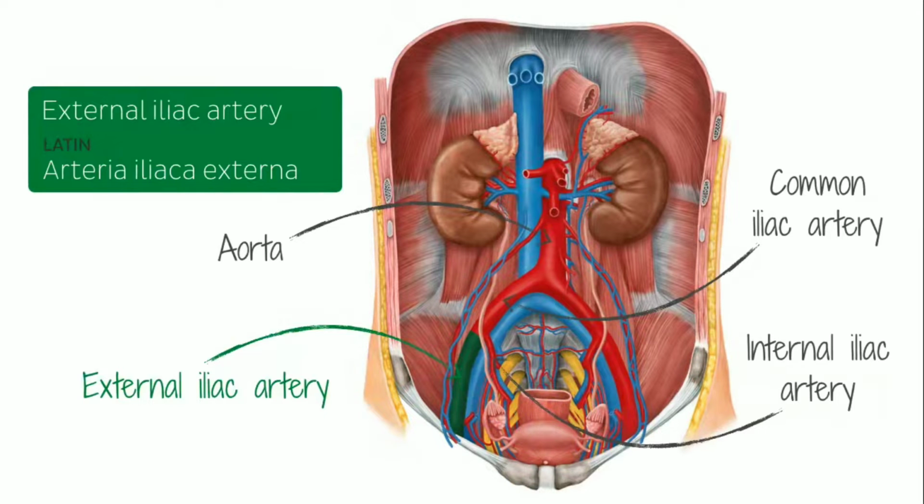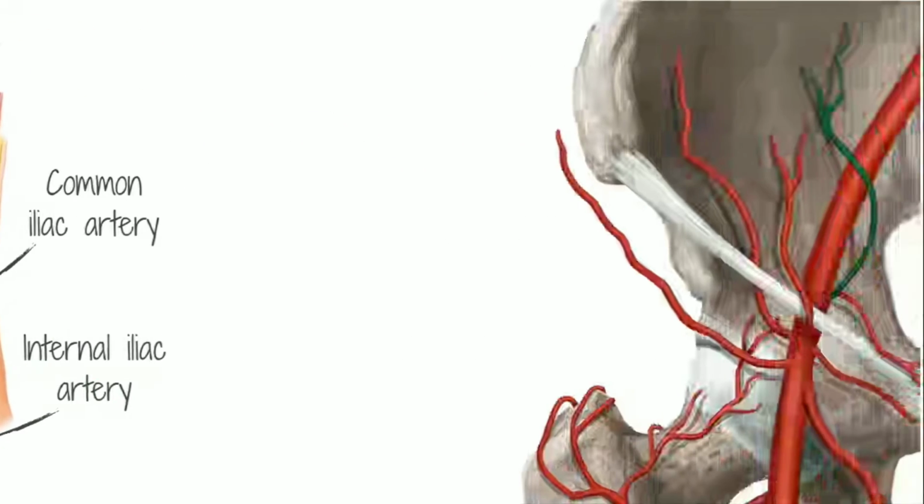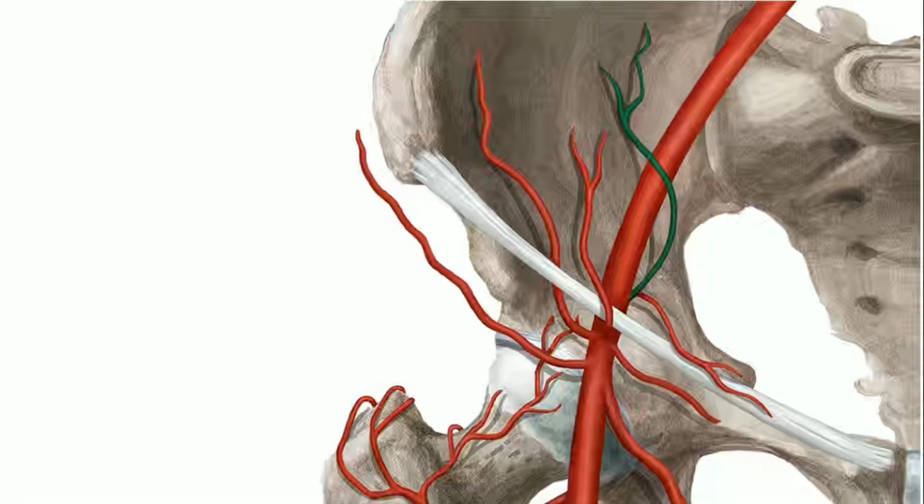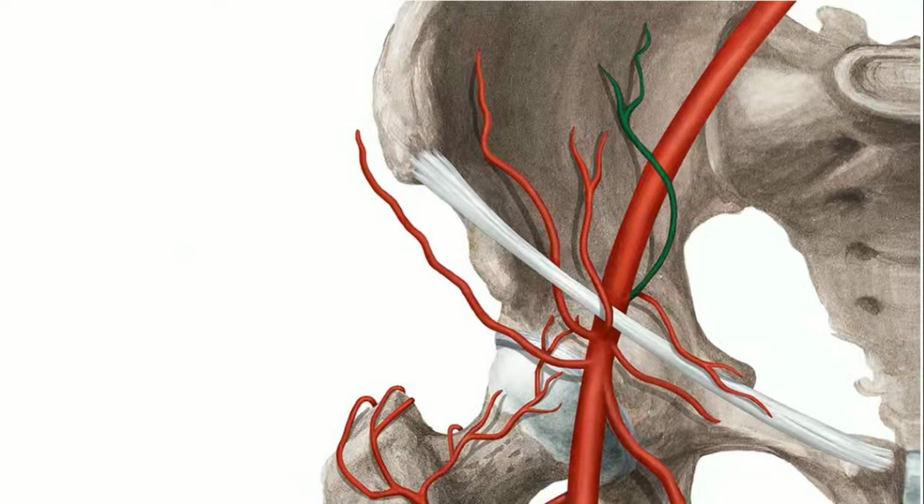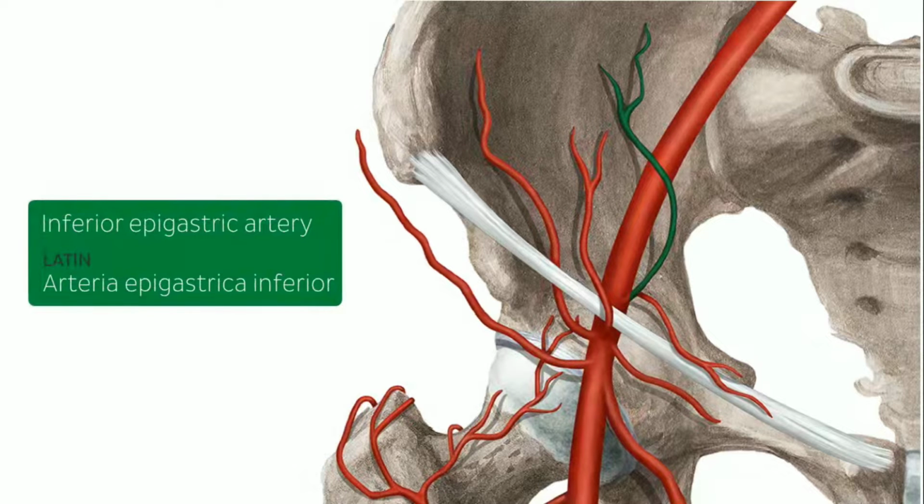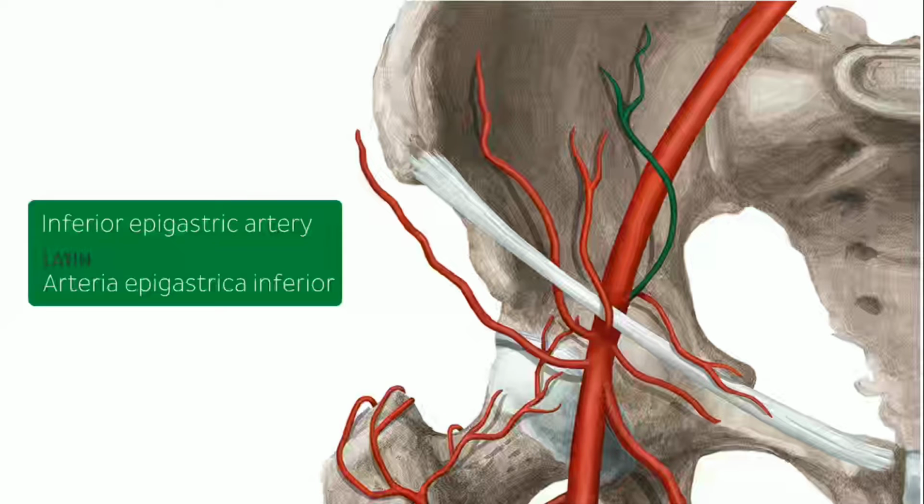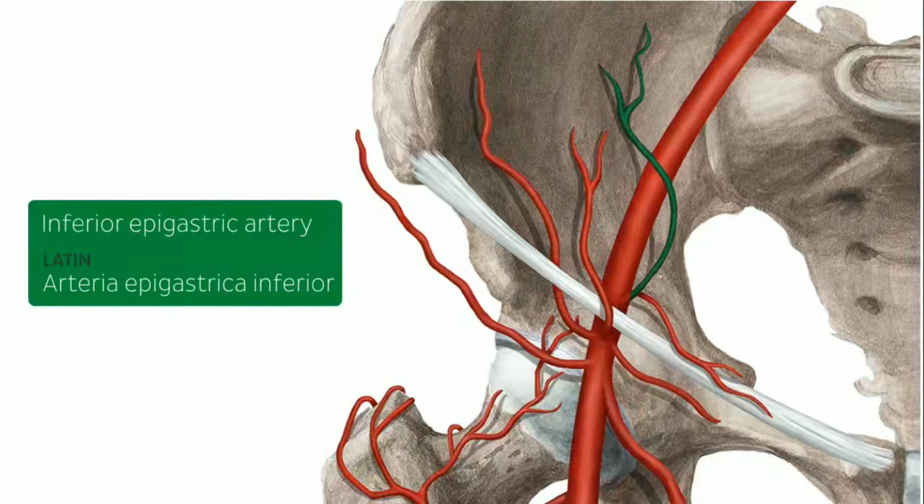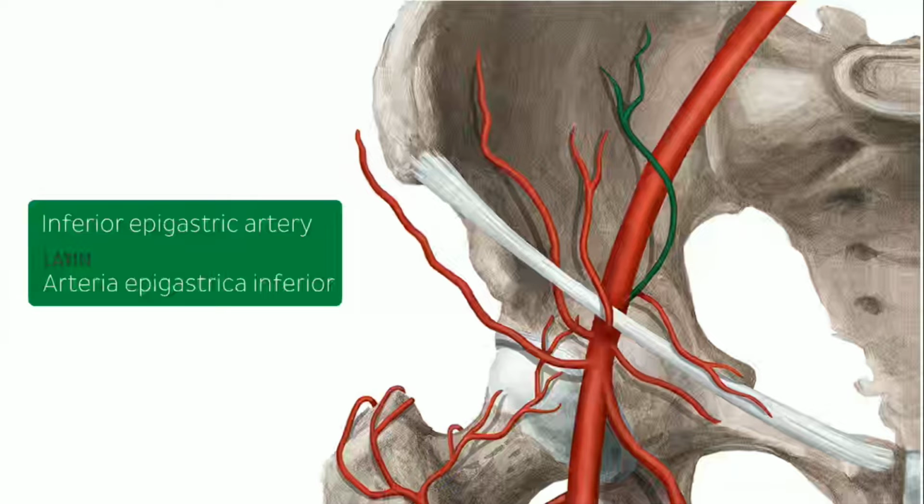The vessel highlighted in this image, just before the external iliac artery passes under the inguinal ligament to become the femoral artery, is the inferior epigastric artery. This vessel always arises just before the external iliac artery reaches the inguinal ligament. It passes up via the transversalis fascia and then pierces the rectus abdominis muscle.